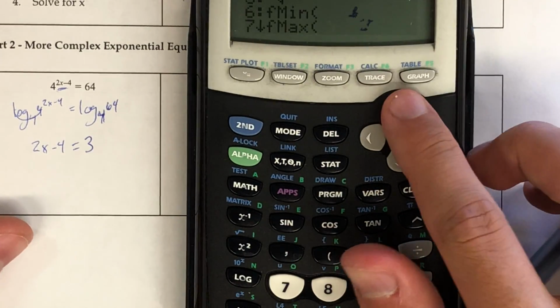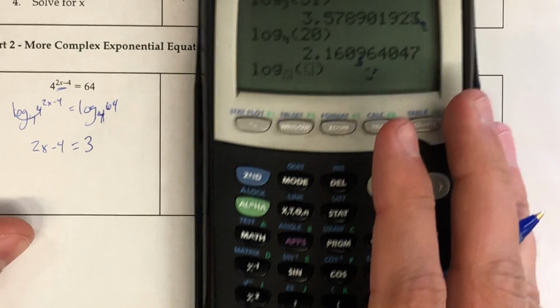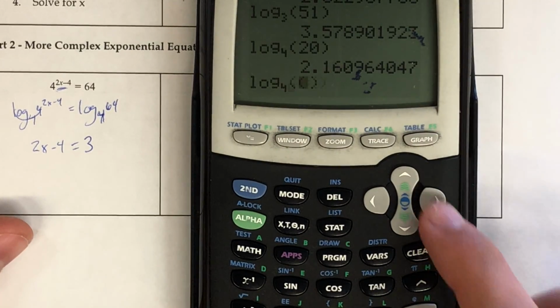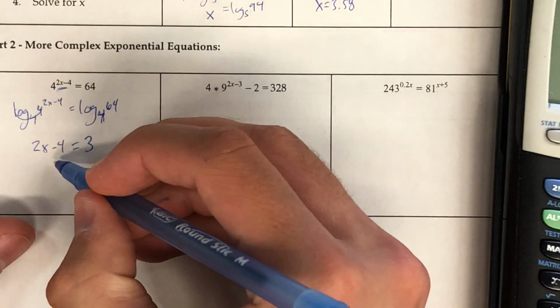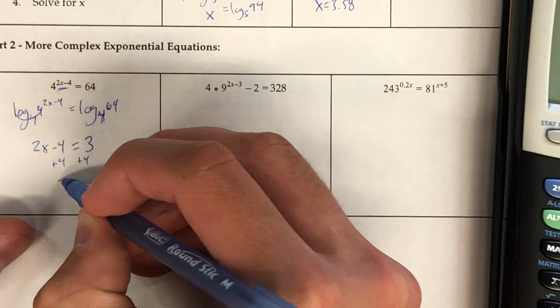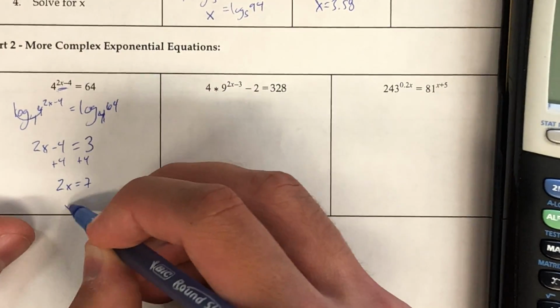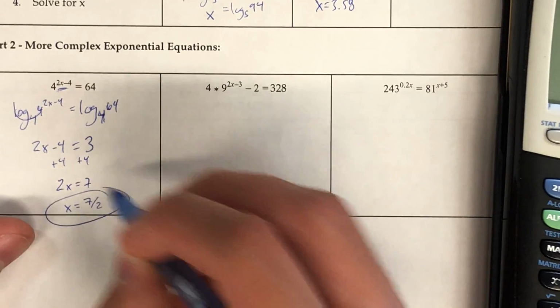Or you can still do that log base thing. So log base 4 of 64 also gives you 3. And then it's just a simple equation to solve for x. So we add 4 to both sides. We get x equals 7 over 2.